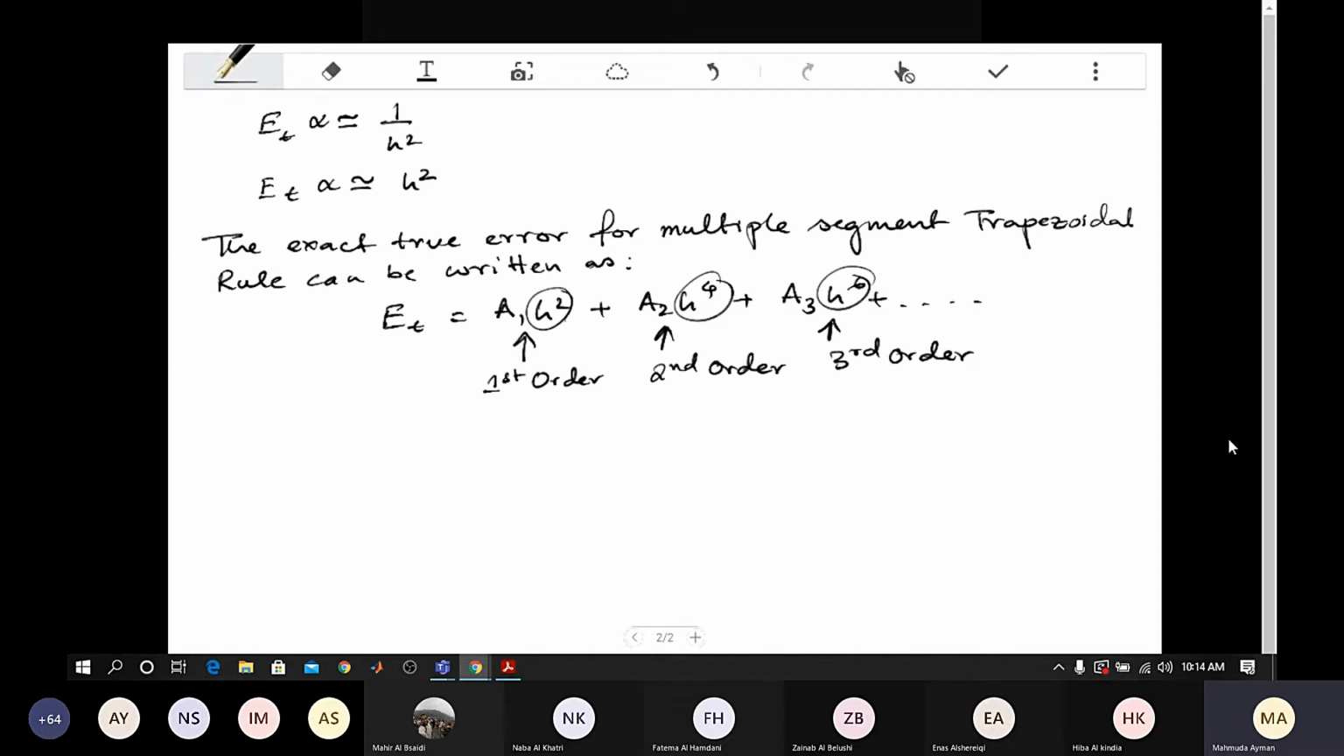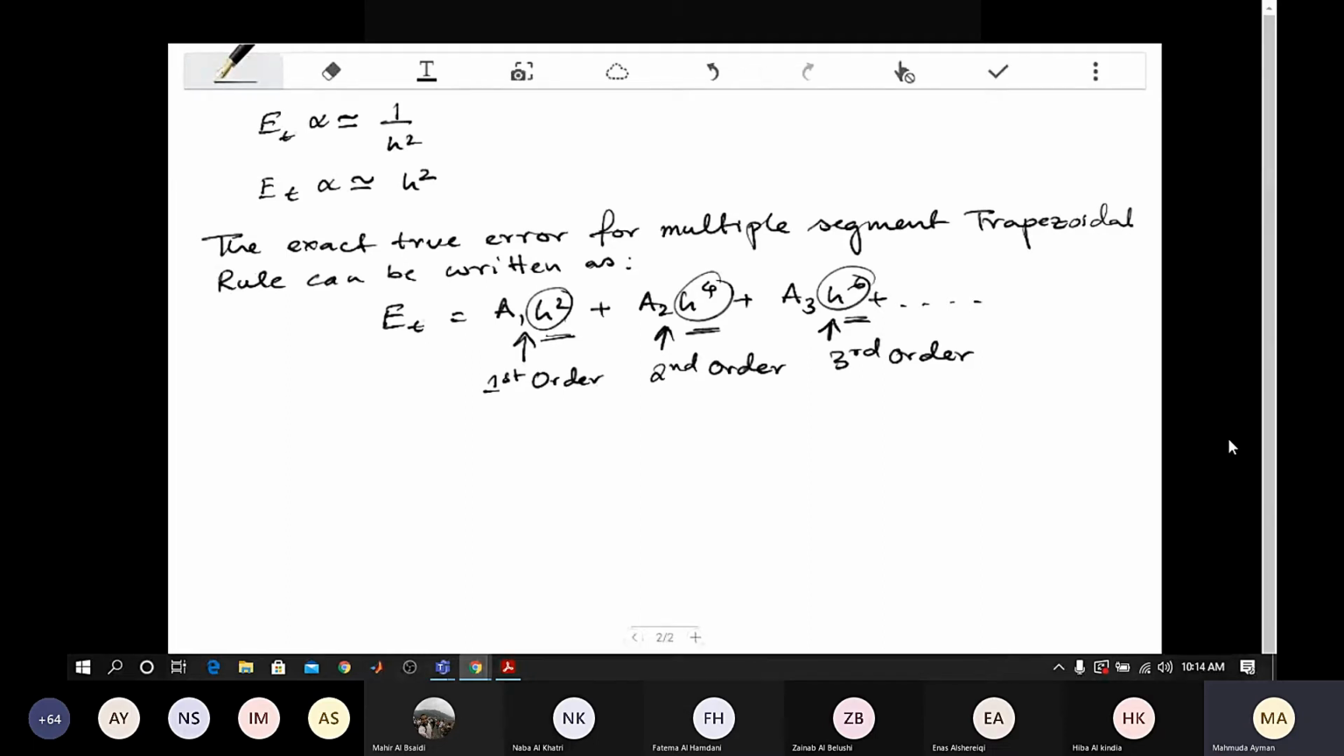What is the true error proportional to? So in the first order, the true error is proportional to h squared. In the second order, the true error is proportional to h to the power 4. And in the third order extrapolation, the true error is proportional to h to the power 6. That's what you need to know.